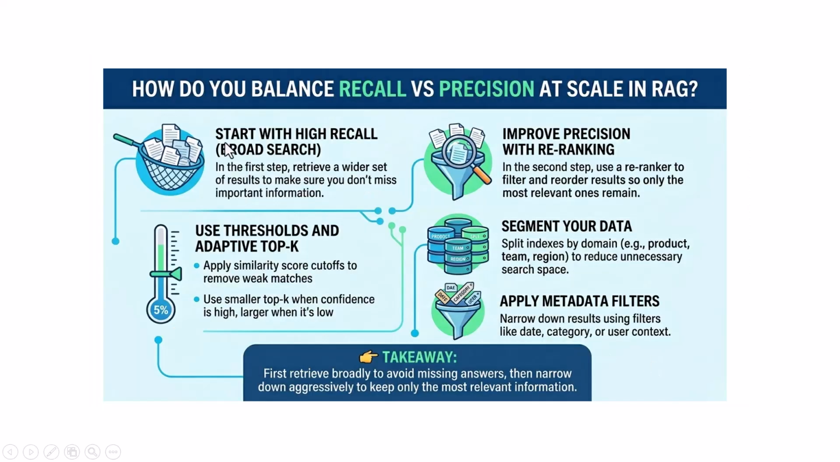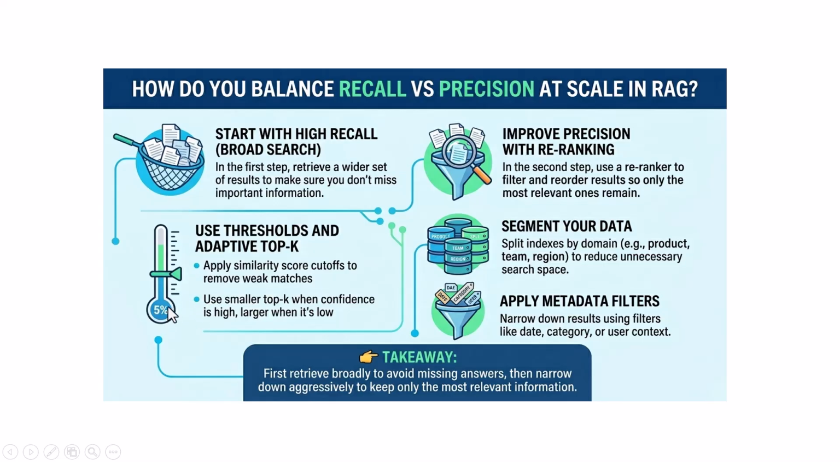Okay, let's see how to balance recall versus precision at scale in RAG. First, start with high recall, that is broad search. That is, in the first step, retrieve a wider set of results to make sure you don't miss important information, and then improve precision with re-ranking. That is, in the second step, use a re-ranker to filter and reorder results so only the most relevant ones remain.